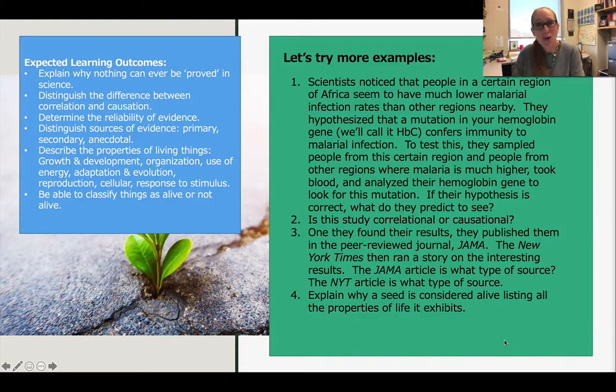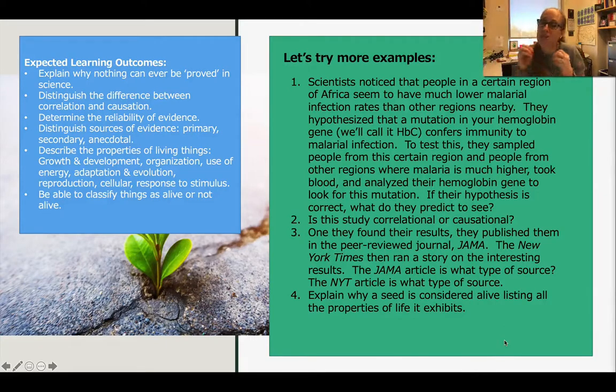So this is a correlational study because we can't very rightly mutate people's DNA on purpose or expose them purposefully to malaria. So we're just looking at correlation. Okay, so that answers question 2, right? It's a correlation study, but they're thinking that if you have this HBC mutation, and this is a true story actually, it's going to make you more immune to malaria. So if we looked at patients who have malaria and patients who don't have malaria, we should see a much higher incidence of this mutation in people who don't get malaria versus people who do.